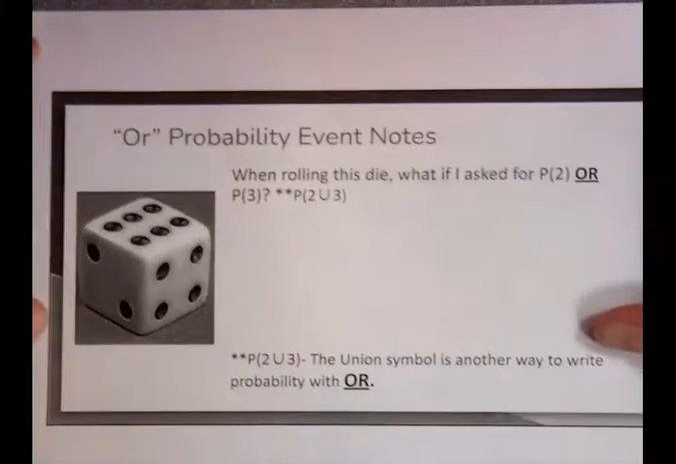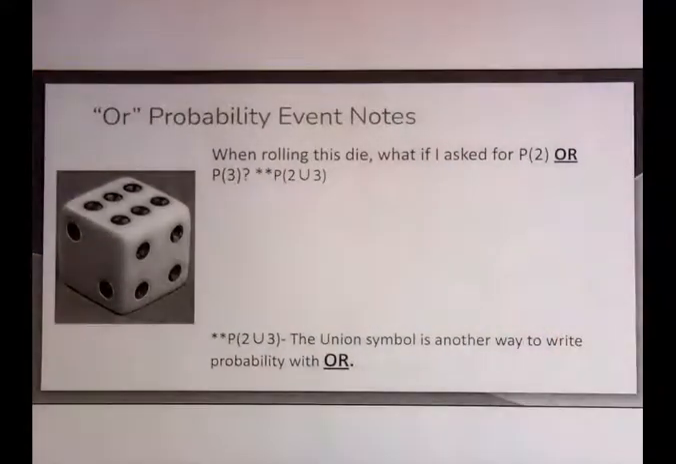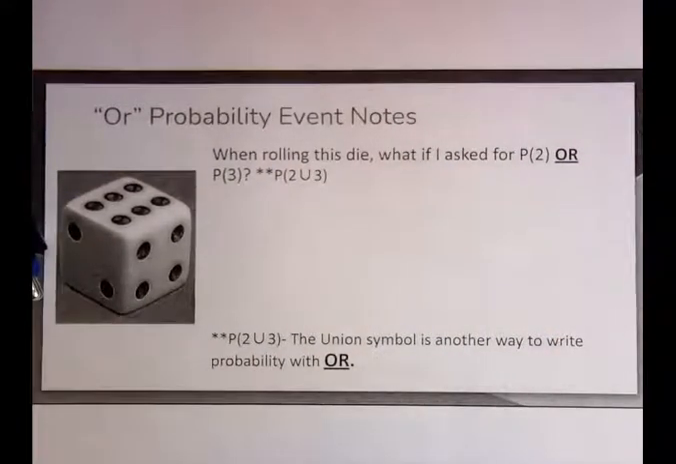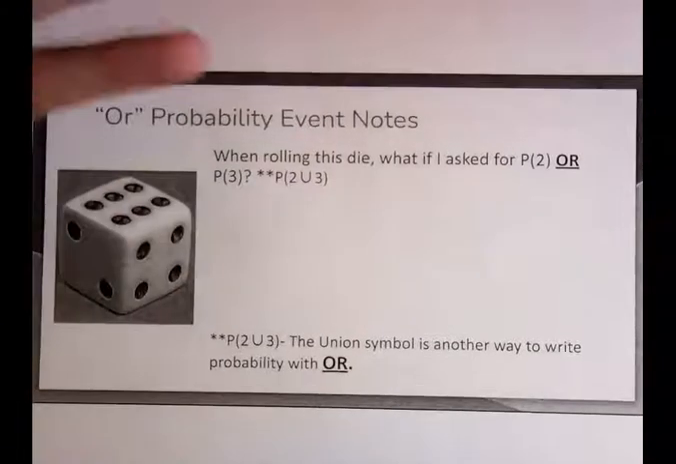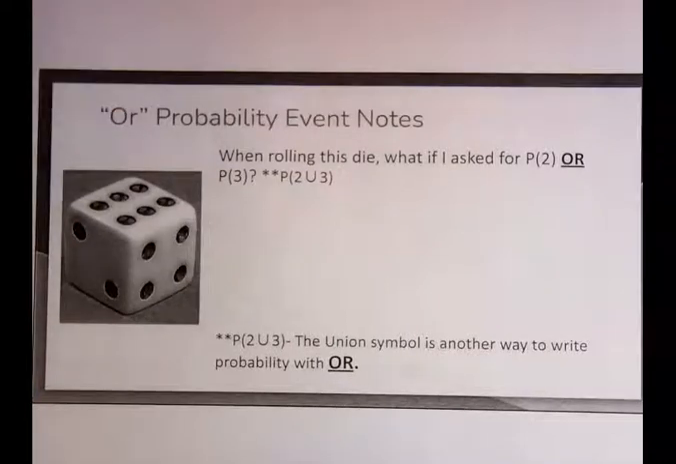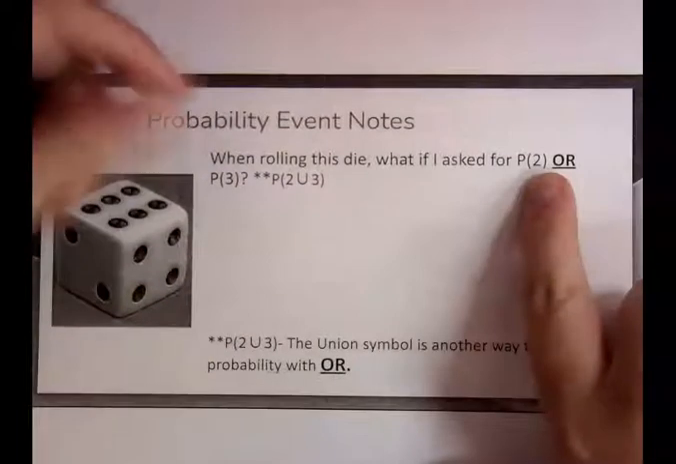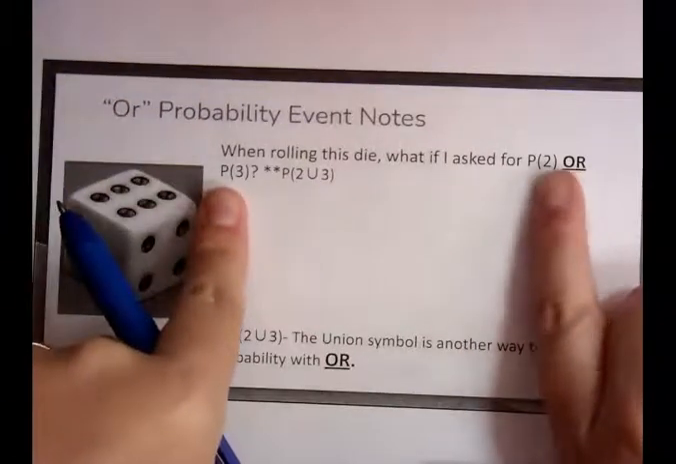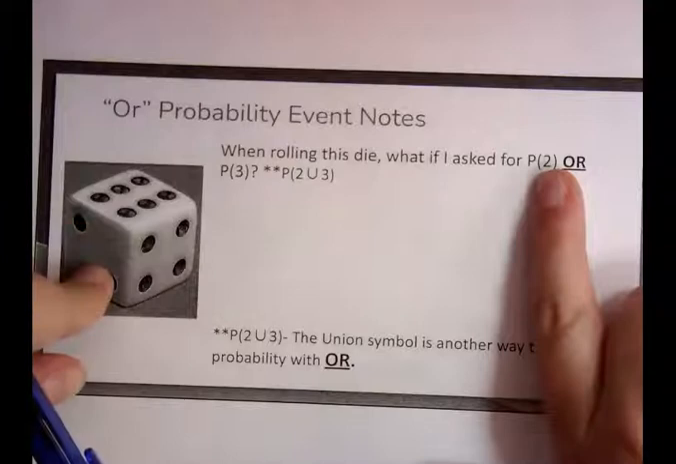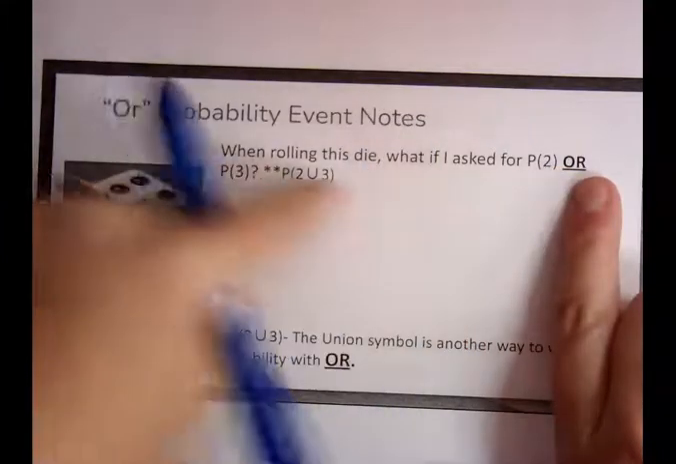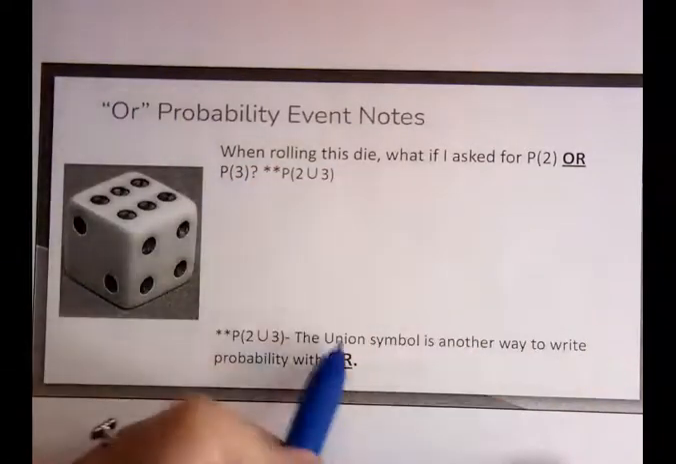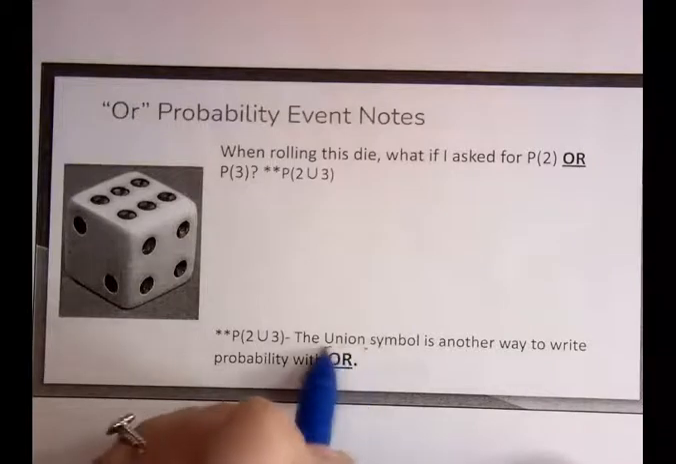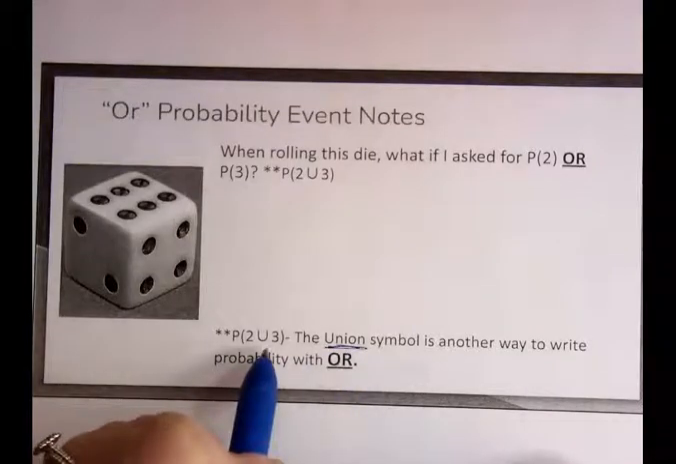Now we're going to hop on to some OR probability. So this is the new stuff for today. The OR probability is talking about the probability for me to roll a 2 or a 3. So if I roll the die one time, what's the probability of rolling a 2 or a 3? Okay, and then this is just another way to write it, and it talks about it down here, the union symbol. So if you hear me say the word union, that is another way to write OR.